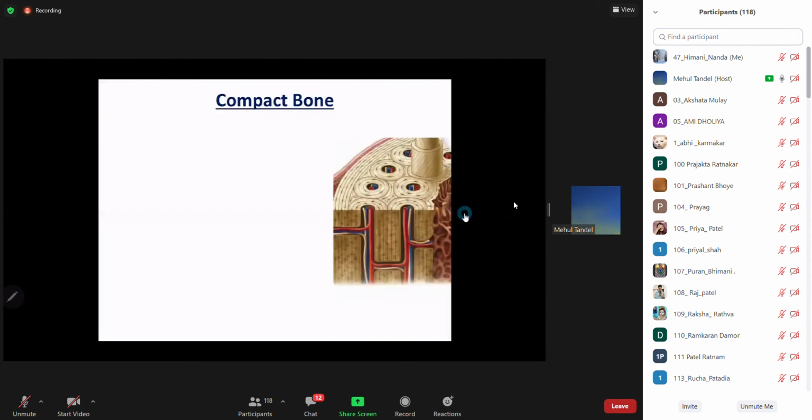Then compact bone can also be asked as a short note.